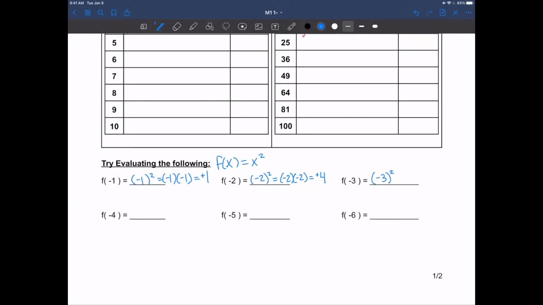All right, f of negative 3 squared. Oh, f of negative 3 is negative 3 quantity squared. Remember, quantity means the parentheses. So that means do negative 3 times negative 3, and that will give you a positive 9. Why don't you try doing f of negative 4, f of negative 5, as well as f of negative 6.